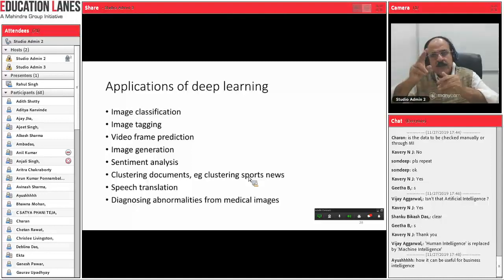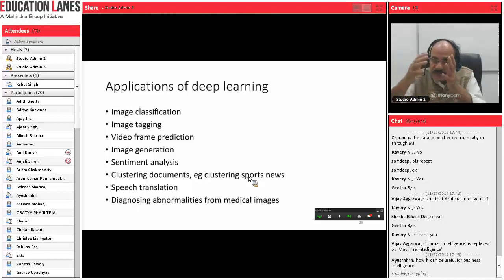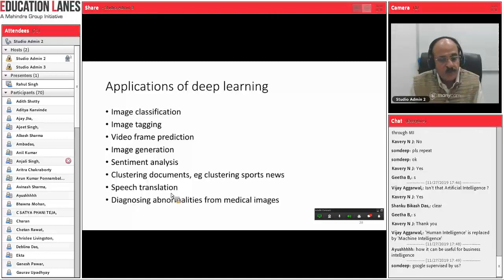So two things are done. When it tries to give you that kind of news, it also clusters them intelligently. Sports news at one place, and among sports also, baseball in one place, cricket in another place, football in another place. That is the job of deep learning. So news portals use deep learning to cluster news and give the news to you as per your taste. So that is clustering documents. Then speech translation, very common nowadays, and real-time speech translation.